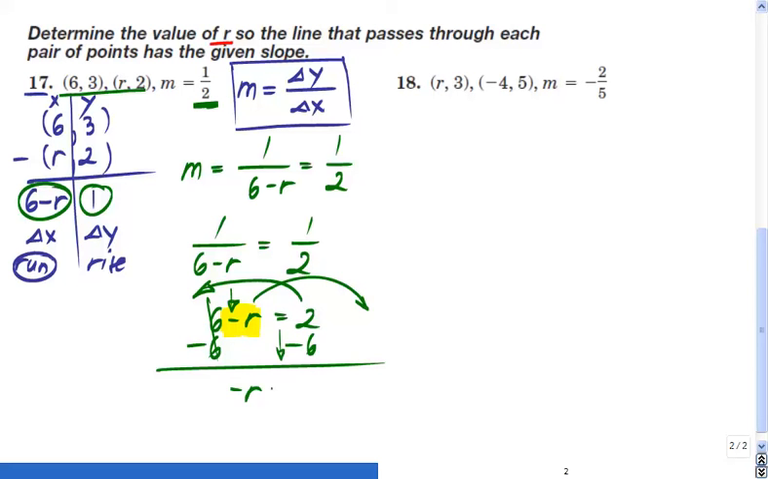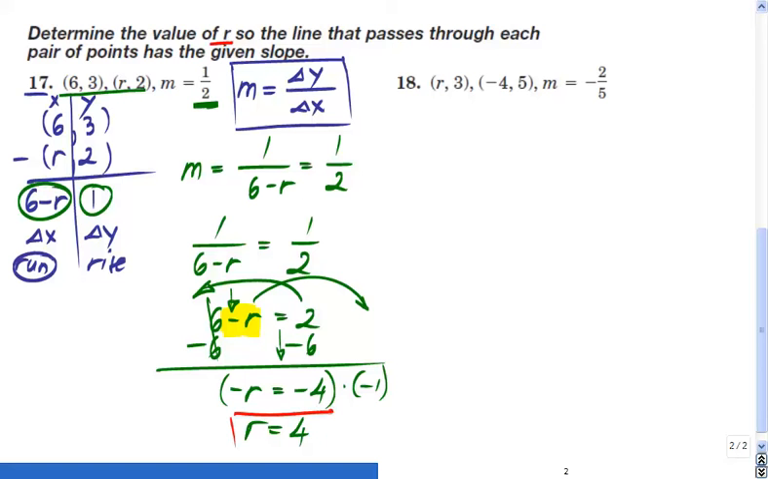Bring down your equal sign. Equals 2 minus 6 is actually negative 4, okay? Now, if my negative r equals negative 4, r will be, well, r will be the opposite of that, which is 4. Or you may say, hey, multiply the whole thing by negative 1. That will change the signs and nothing else.